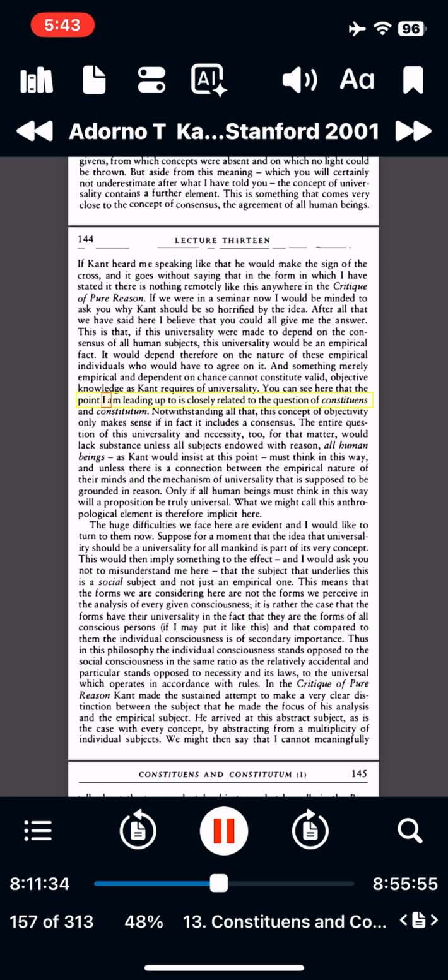You can see here that the point I am leading up to is closely related to the question of constituens and constitutum. Notwithstanding all that, this concept of objectivity only makes sense if in fact it includes a consensus. The entire question of this universality and necessity too, for that matter, would lack substance unless all subjects endowed with reason, all human beings, as Kant would insist at this point, must think in this way, and unless there is a connection between the empirical nature of their minds and the mechanism of universality that is supposed to be grounded in reason. Only if all human beings must think in this way will a proposition be truly universal. What we might call this anthropological element is therefore implicit here.